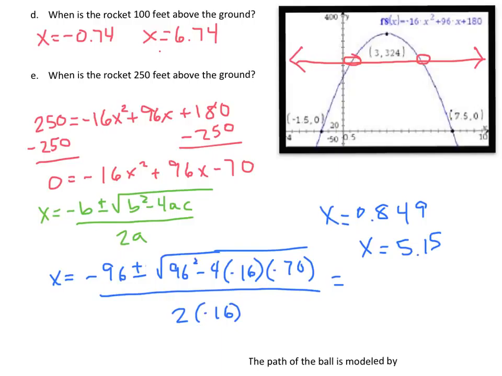So the rocket is 250 feet above the ground when, let's see, the time would be 0.849 seconds after it was launched and 5.15 seconds after the rocket was launched.